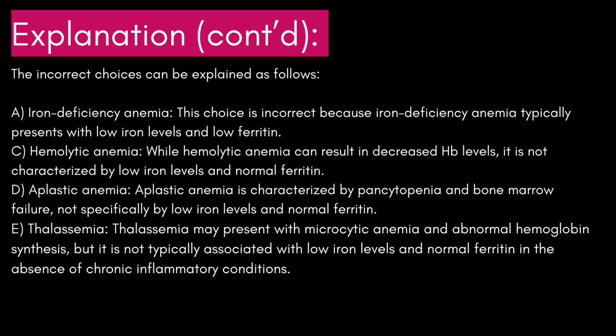Aplastic anemia is characterized by pancytopenia and bone marrow failure, not specifically by low iron levels and normal ferritin. E, thalassemia. Thalassemia may present with microcytic anemia and abnormal hemoglobin synthesis, but it is not typically associated with low iron levels and normal ferritin in the absence of chronic inflammatory conditions. All right, now that we have covered this question, let's move on to look at the next question.